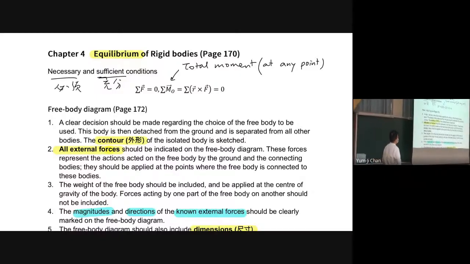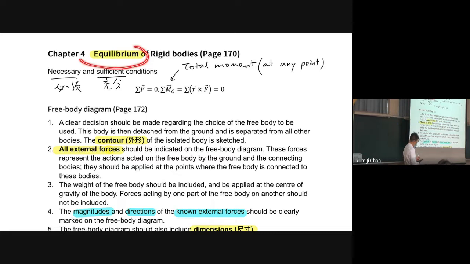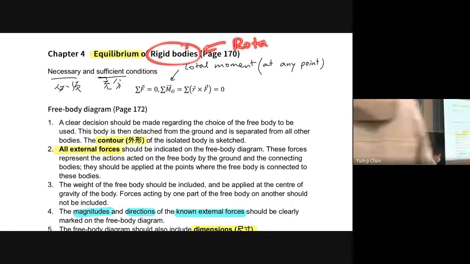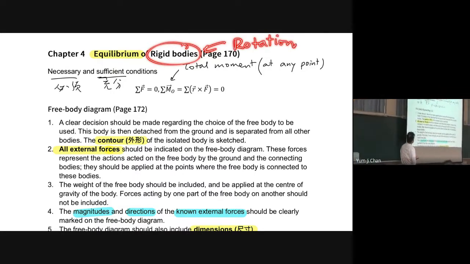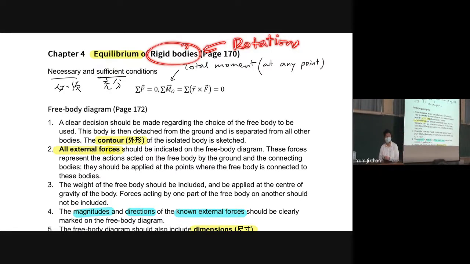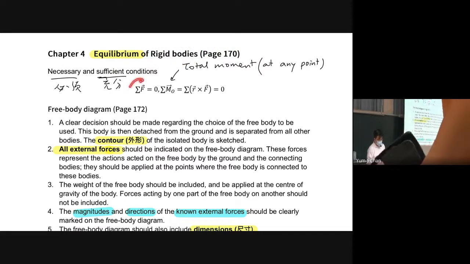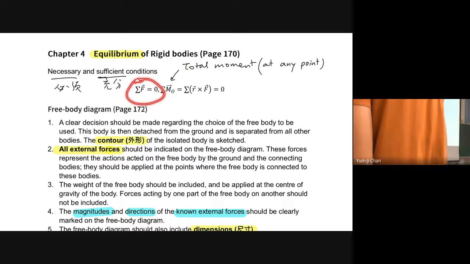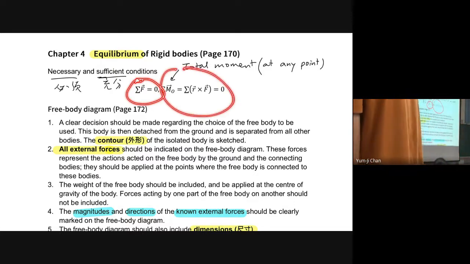I began talking about chapter 4 on Tuesday. If we are talking about equilibrium of rigid bodies, we are not just talking about particles, because rigid bodies can rotate, right? So for a rigid body to stay at equilibrium, we need to have summation F equal to 0 and summation M equal to 0 as well.